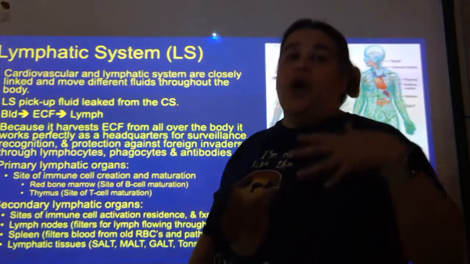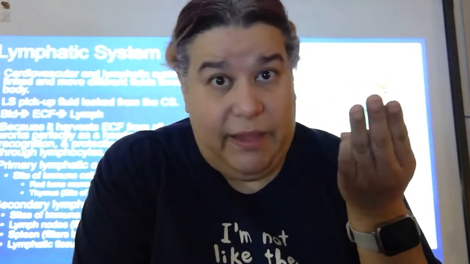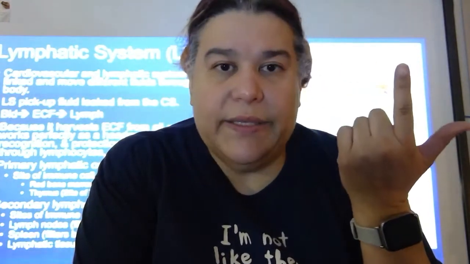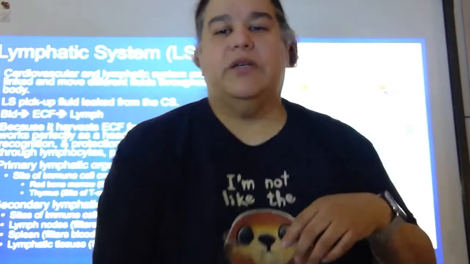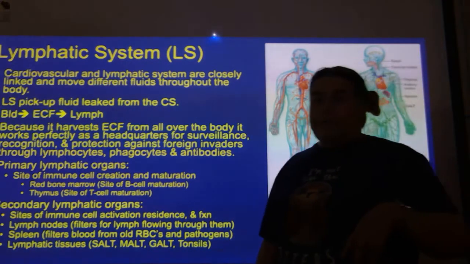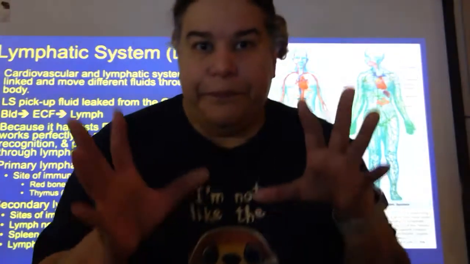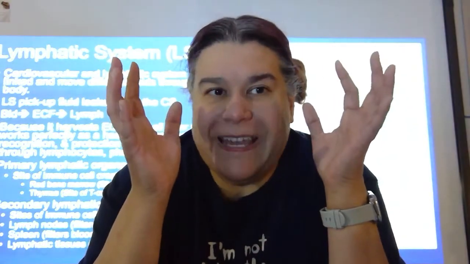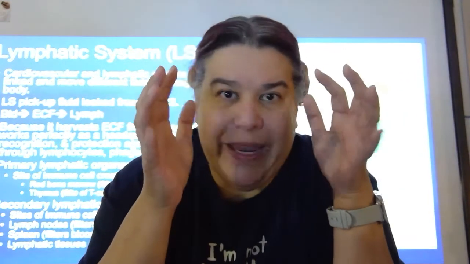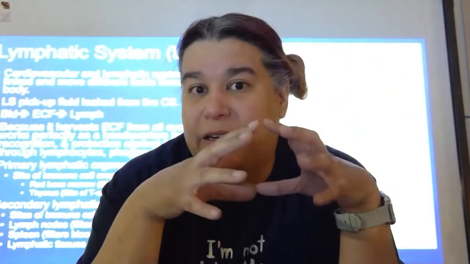Secondary lymphatic tissues are where those cells work, where they do their recognition, where they do their destruction, where they do their surveillance. So lymph nodes and spleen are two of the top organs. The other things that we talk about are the SALT, the MALT, the GALT, and the tonsils. And we call these lymphatic tissues. The spleen and the thymus are encased as their own independent organs. They are isolated from other tissues.